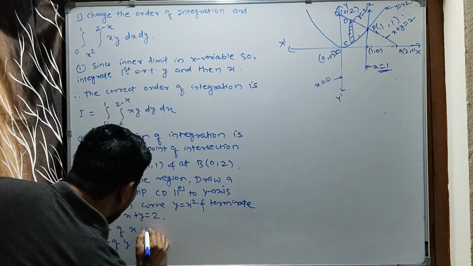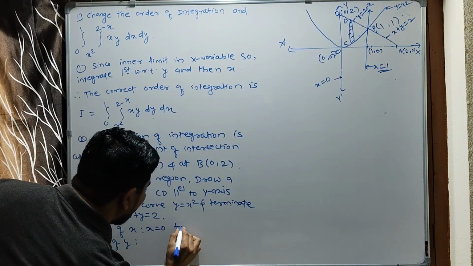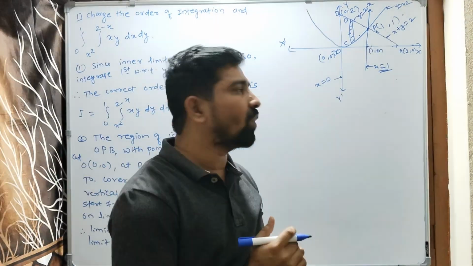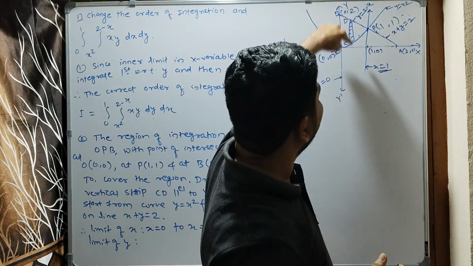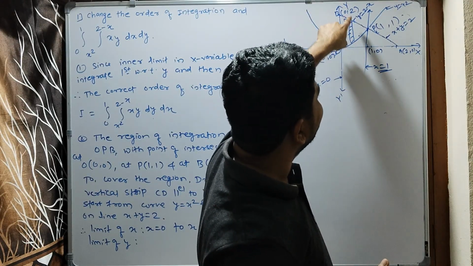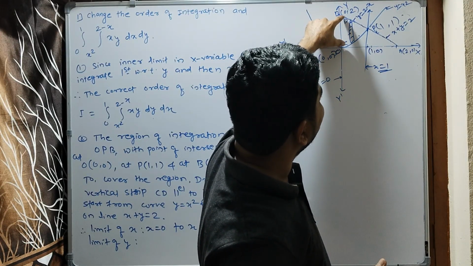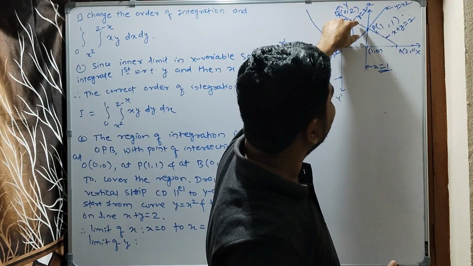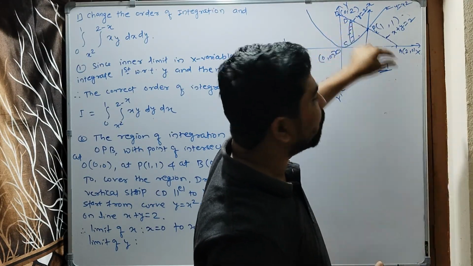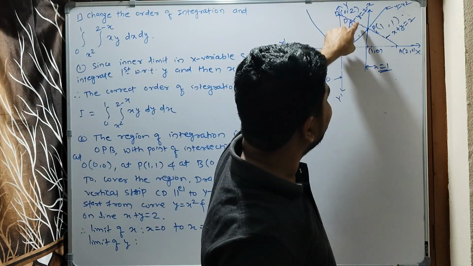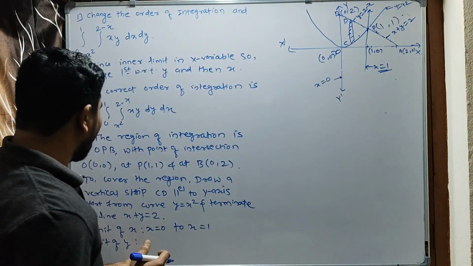So here x goes from 0 to 1. This is the limit of x, and now the limits of y. Here the height along the y-axis, the height of my strip, depends on this curve and this line. At this point the height of my strip is different, at this point it is different again. In this way the height of my strip changes with respect to this curve and this line x plus y equal to 2.